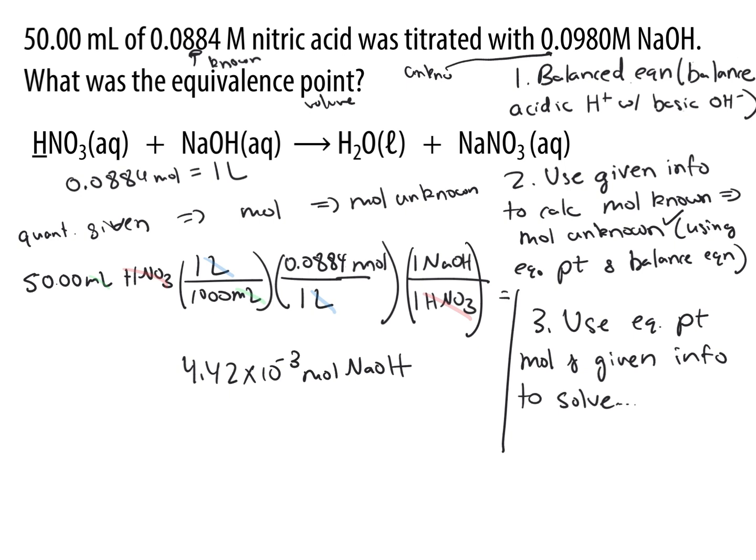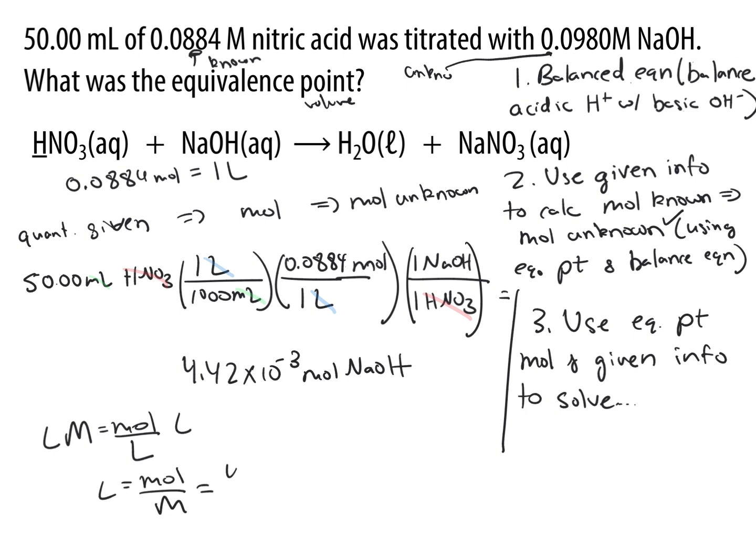Then the last step here is to use that equivalence point moles that we calculated and the rest of the given information to solve for what we need. In this case, I want the equivalence point volume. So given the fact that I know moles and I know molarity, I can use the definition of molarity to get the volume, right? So molarity is equal to moles over liters. I can rearrange that equation by multiplying both sides by liters, and dividing both sides by molarity, to get liters is equal to moles over molarity.